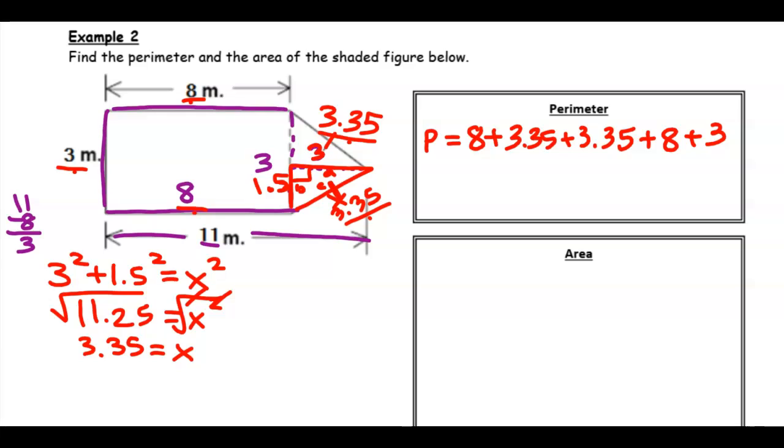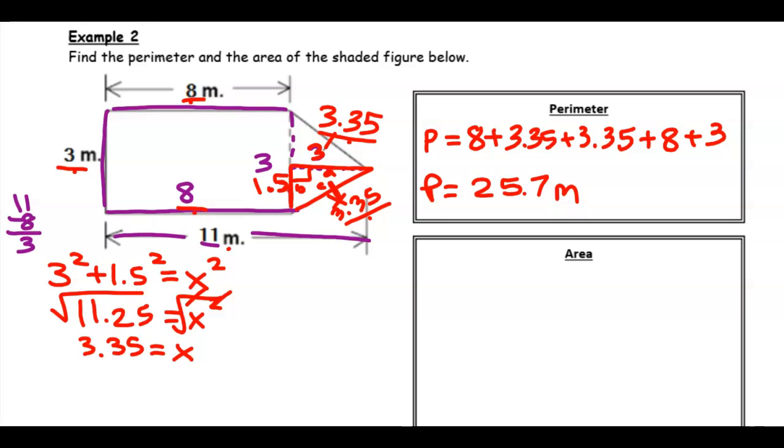So let's add those up. 8 plus 3.35 plus 3.35 plus 8 plus 3. I got 25.7, and my units of measure are meters. Okay? So doing that problem for perimeter might be one of the harder ones. Now some people just assume, hey, it's going to be 3, and they get it wrong. Okay? Don't assume. If you're missing a side of a triangle, you probably have to use Pythagorean.